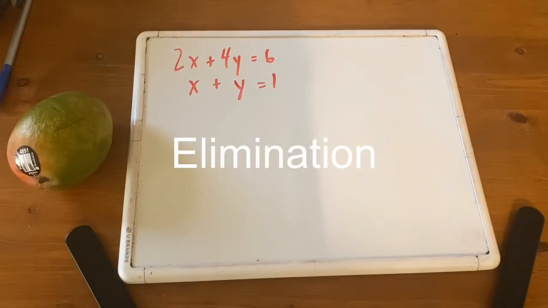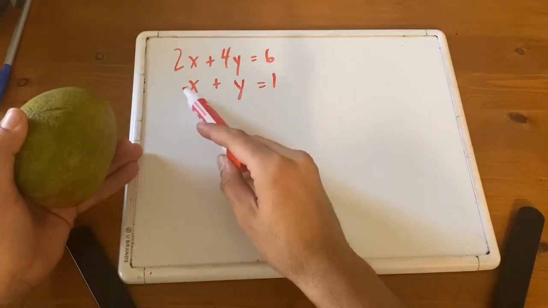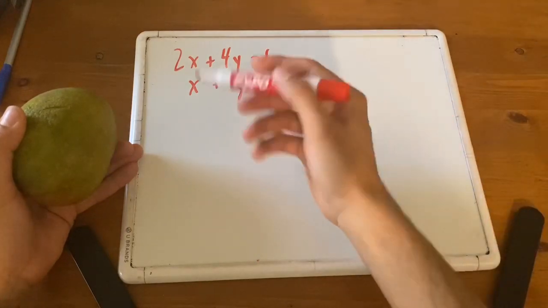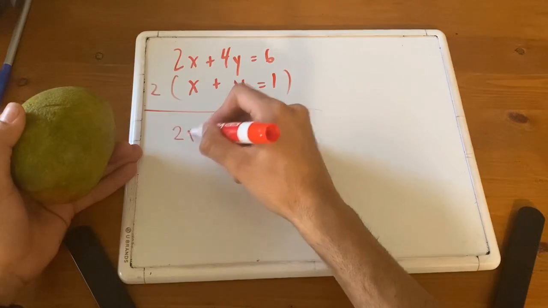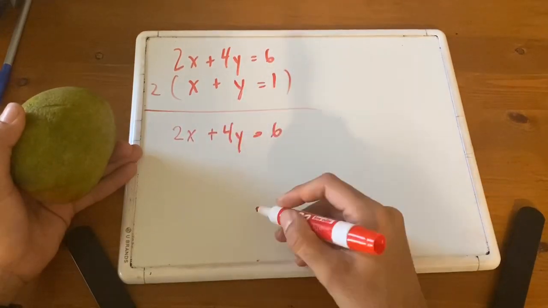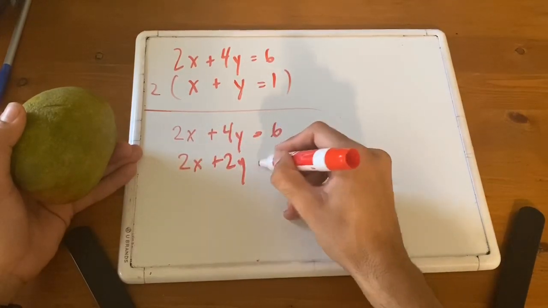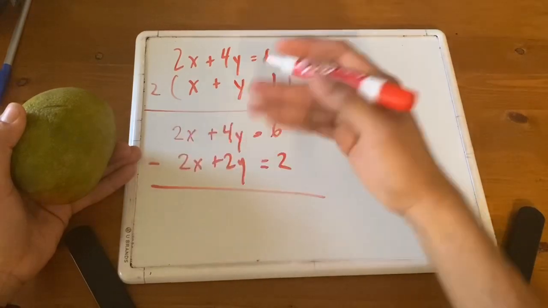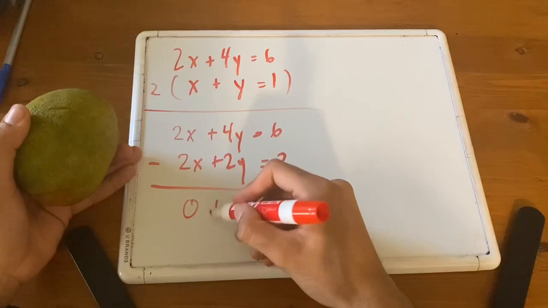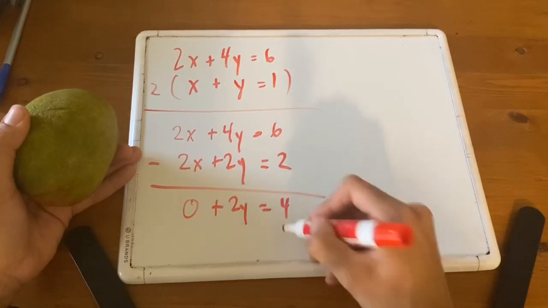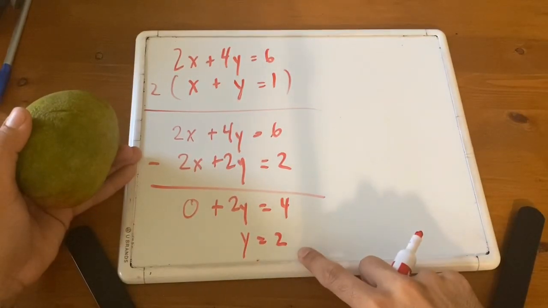The next method that I want to introduce is elimination. It's a bit tricky, but really not that hard. The idea is that I want to get the same value for one of the variables. So on the second equation, I'm going to multiply everything by 2 because I have a 2x on top. Doing that, I have the first equation, the same one, and the second equation is now going to be 2x plus 2y is equal to 2. And now what I want to do is subtract the first equation from the second equation. I'm going to get 2x minus 2x is 0, 4y minus 2y is 2y, and then 6 minus 2 is going to be 4. Dividing by 2 on both sides, it gives me y is equal to 2.